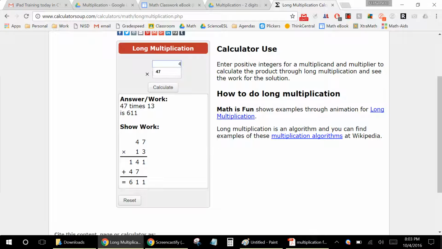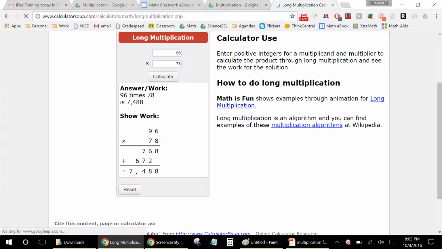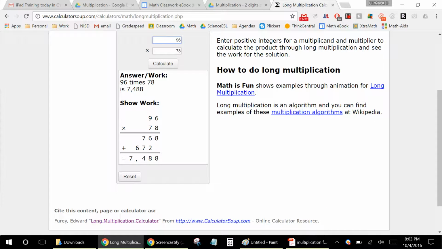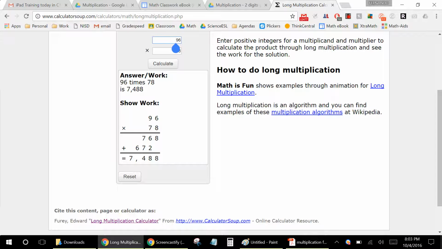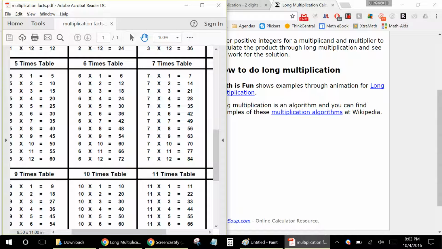So 96 times 78. Okay, and it's going to give you the problem over here. Look at it side by side. 768, 672. You add them, and it's 7,488. So we got the right answer. Excellent. We're doing good. We're doing great. Now let's go to one of the harder problems.